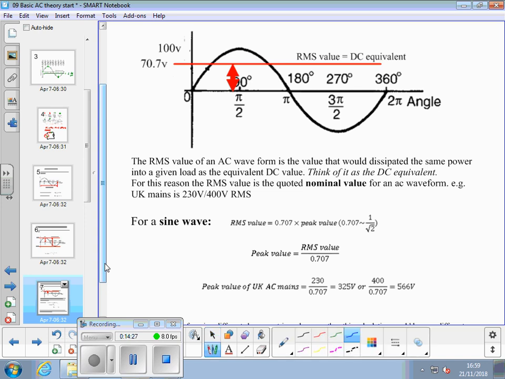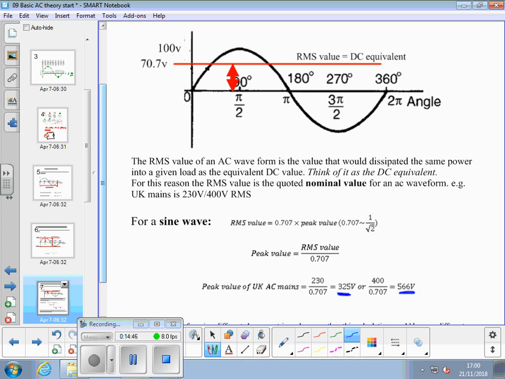Off the dot there anyway. 325 volts. Yeah. So AC mains peaks at 325. 400 volts between phases on a three-phase system peaks at 566.